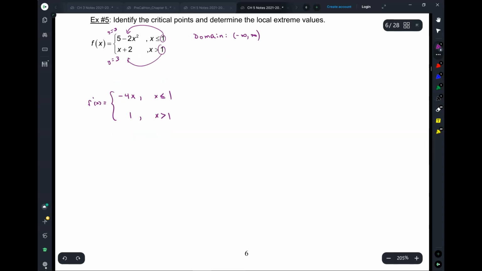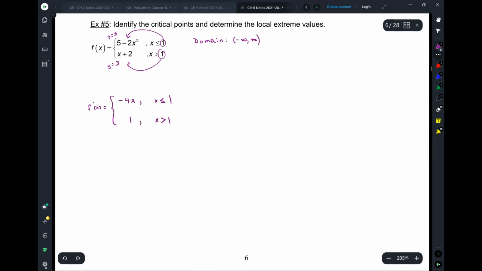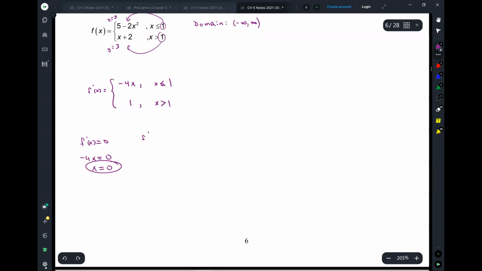Now we have to see where the derivative is 0 or where the derivative is undefined. For f prime of x equal to 0, you set each piece equal to 0 independently. Negative 4x equal to 0 gives x equals 0, so that's a critical point. The second function does not give you a critical point. But you also have to check where f prime is undefined.